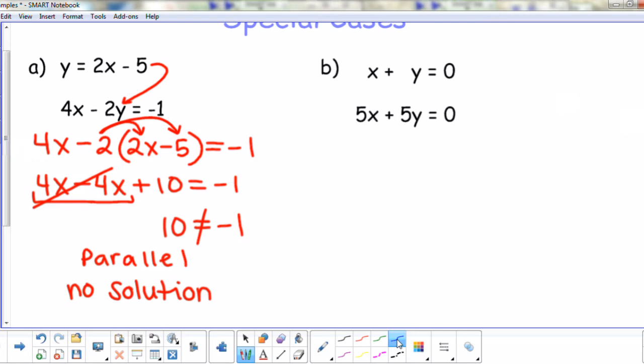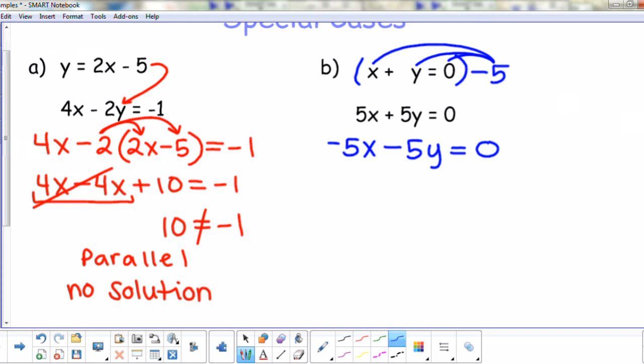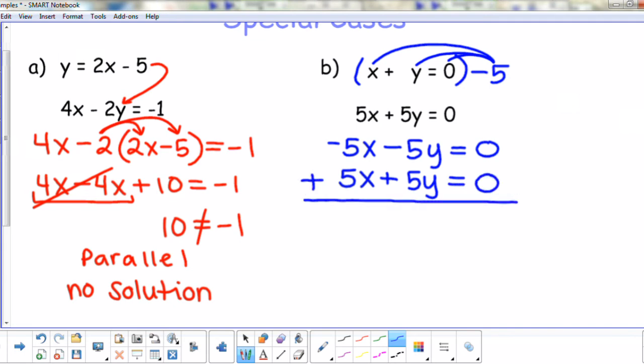In letter B, I have x plus y equals 0, and 5x plus 5y equals 0. So I could solve this using substitution or elimination. Since the equations are already lined up in columns, I'm going to use elimination. So I'm going to multiply the top equation by a negative 5 so I can eliminate my x's. So I'm going to have a negative 5x minus a 5y equal to 0. So that's my new top equation, and I'm just going to rewrite the bottom equation of 5x plus 5y equal to 0. Now I can add up and down in columns.